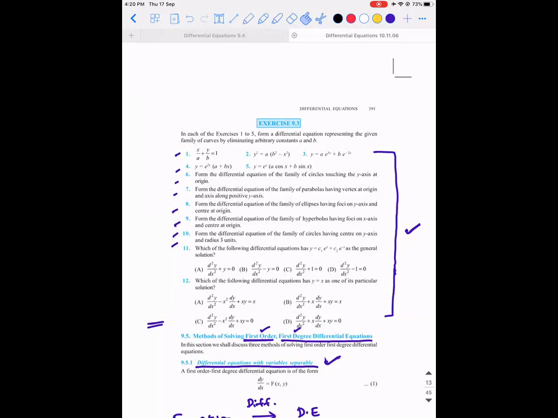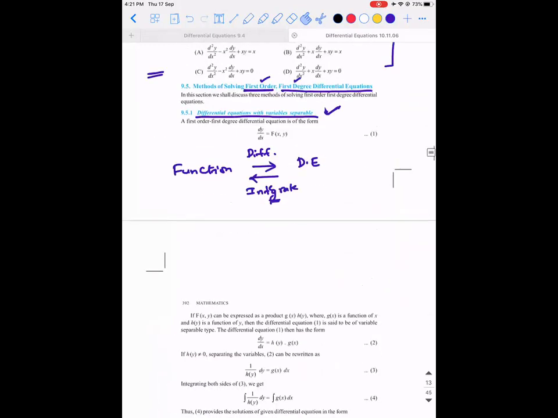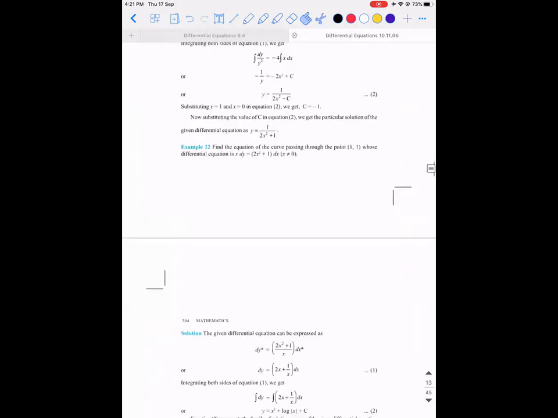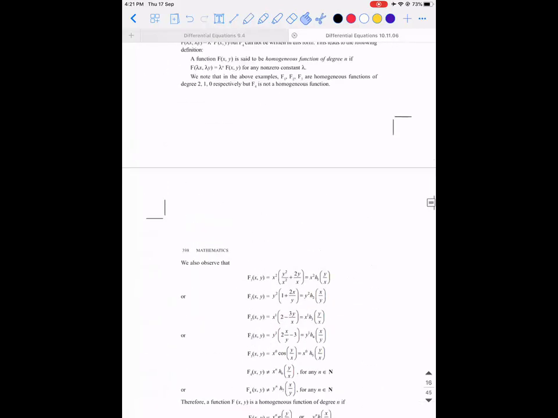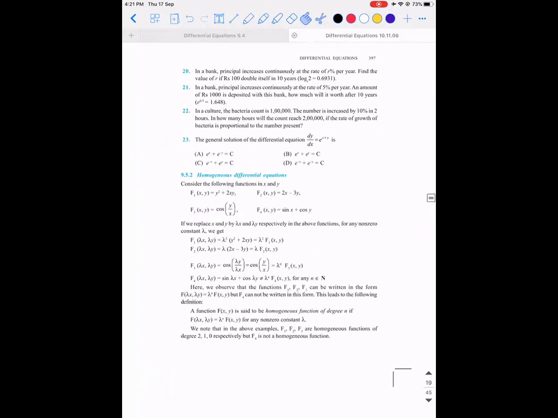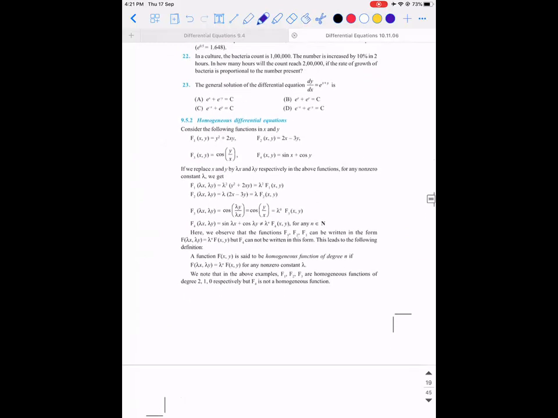Okay. So in this chapter, formation of differential equation whose general solution is given, that is 9.3, and solutions of linear differential equation of the type, that is 9.6, are not there. So we will finish this chapter today, that is 9.5, which is based on a concept called homogeneous differential equation. So it is called homogeneous differential equations.